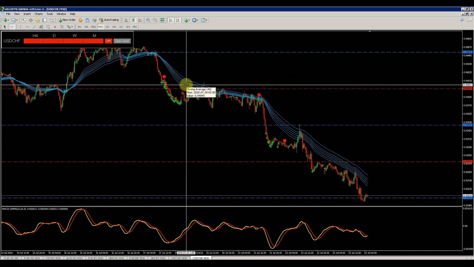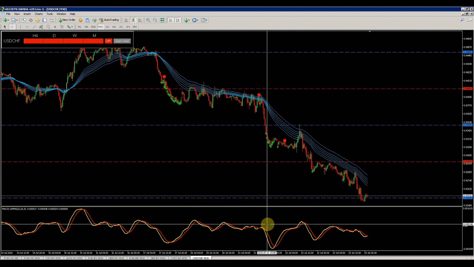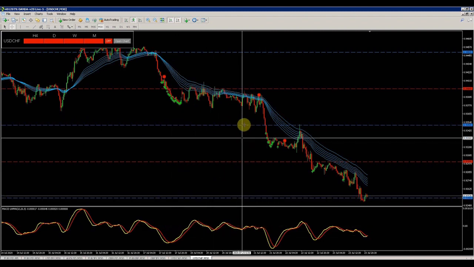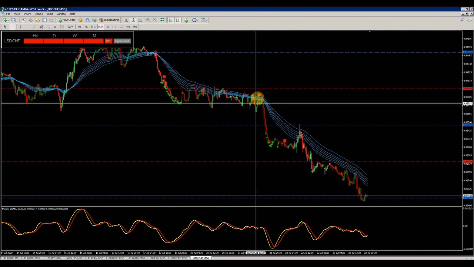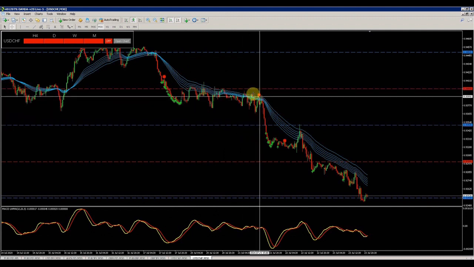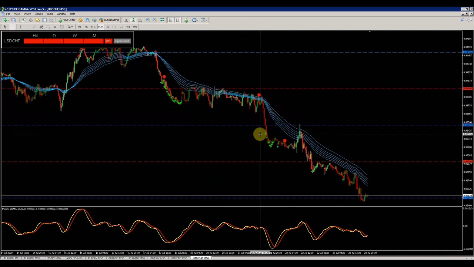That's point 3. And finally, looking at the MACD, nothing really going on there, so there's nothing of interest. And we've got price tucked away nicely inside the moving averages as well. So for me, this would have been a strong indication for a sell move.